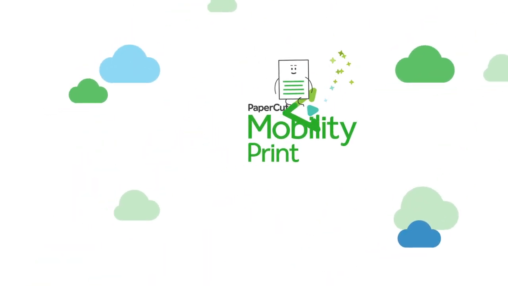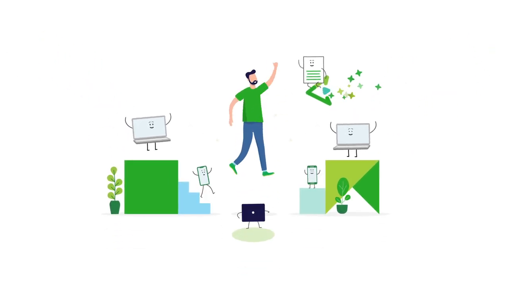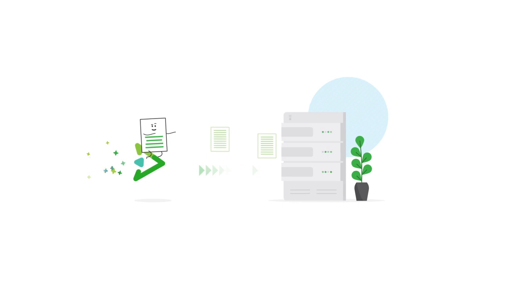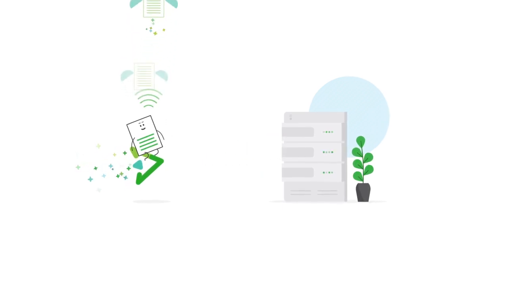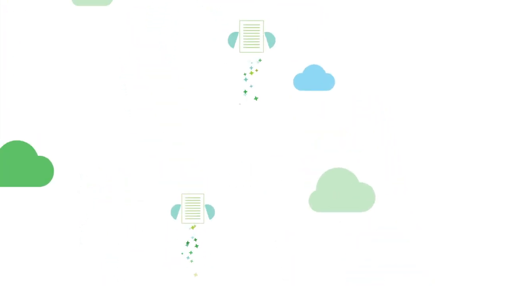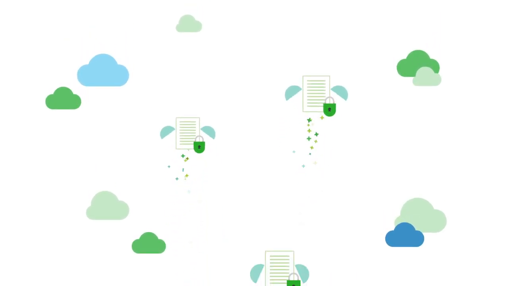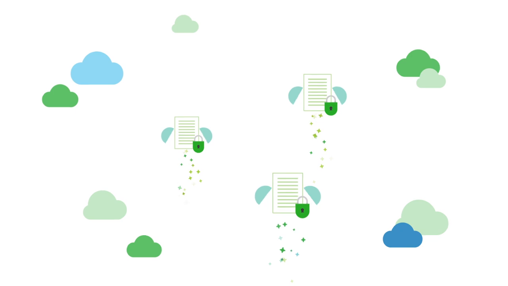PaperCut Mobility Print sets your printers and users free again. It keeps print jobs local when connected on the network. And if you need to print via the internet or an untrusted BYOD network, print jobs are compressed and encrypted before arriving safely via the cloud.